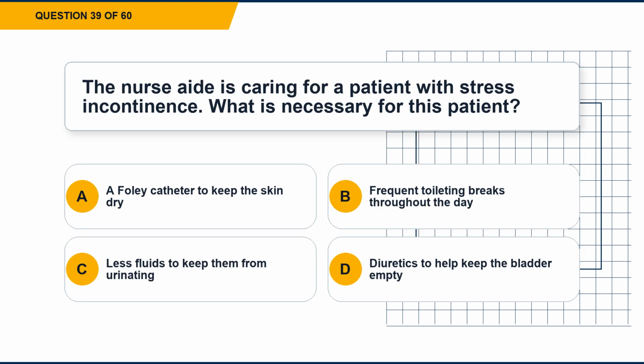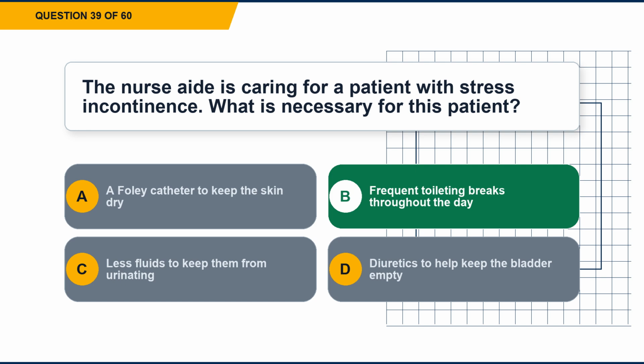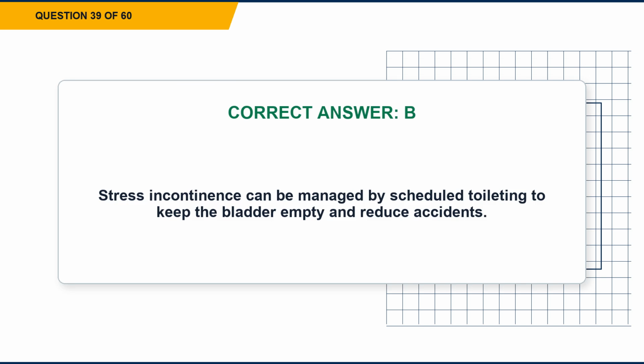Question 39. The nurse aide is caring for a patient with stress incontinence. What is necessary for this patient? Option A, a Foley catheter to keep the skin dry. Option B, frequent toileting breaks throughout the day. Option C, less fluids to keep them from urinating. Option D, diuretics to help keep the bladder empty. The correct answer is option B, frequent toileting breaks throughout the day. Explanation: stress incontinence can be managed by scheduled toileting to keep the bladder empty and reduce accidents.